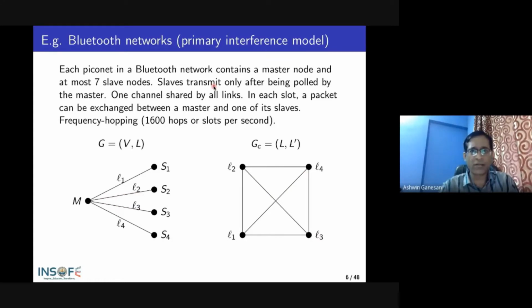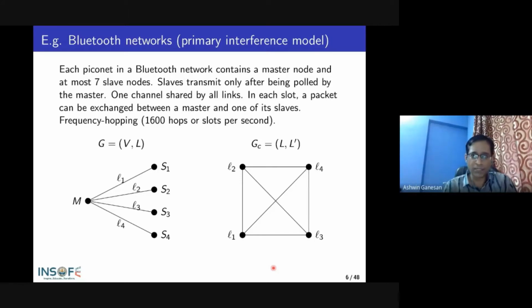So here's another example of a conflict graph, which is the line graph of G. You have a Bluetooth network. You have a master node in, for example, your laptop, and you have several slave nodes in a Piconet. For example, it could be your wireless keyboard, your wireless mouse, your wireless headset, your wireless printer, and all of them transmit during different time slots, and therefore, in a Bluetooth network, these links here cannot be active at the same time. Therefore, they all interfere with each other, and when you construct the conflict graph, you get a complete graph on 4 vertices.